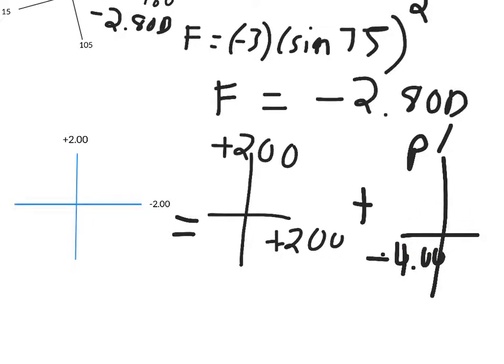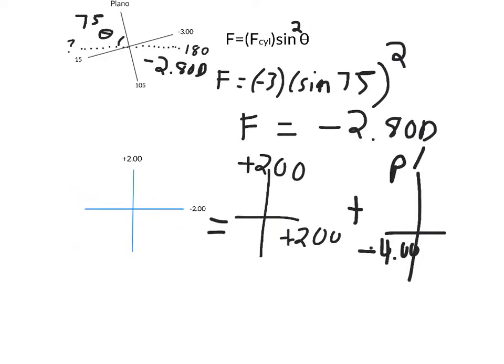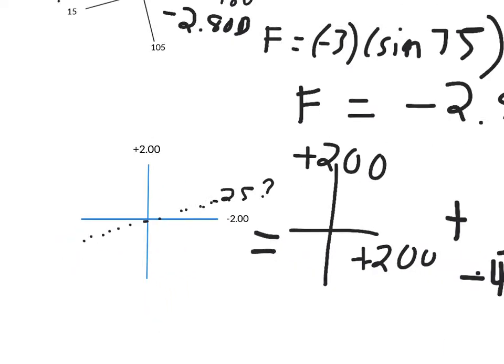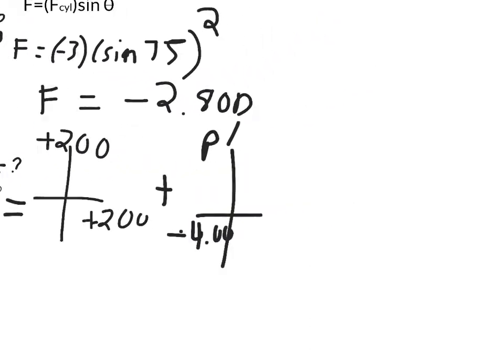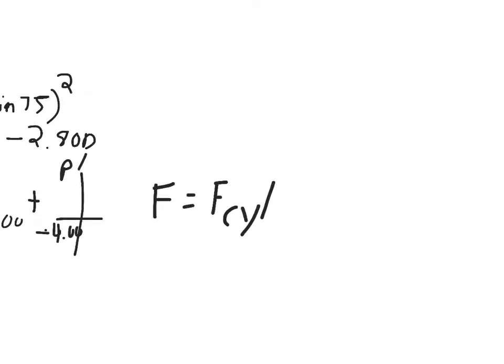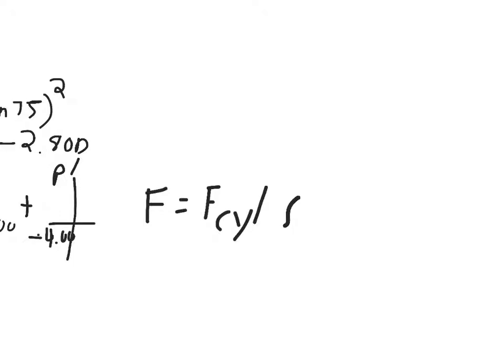So let's say I ask you, what is the power of the 25 meridian? Let's say the 25 meridian is right here. This is the 25th meridian. What is the power of the 25th meridian? Again, you use the sine square formula. So let's go over here. You do F equals F cyl times sine square of theta.